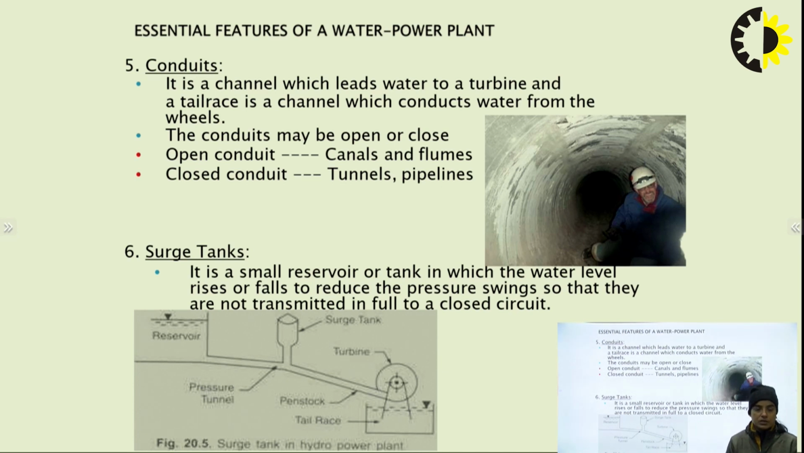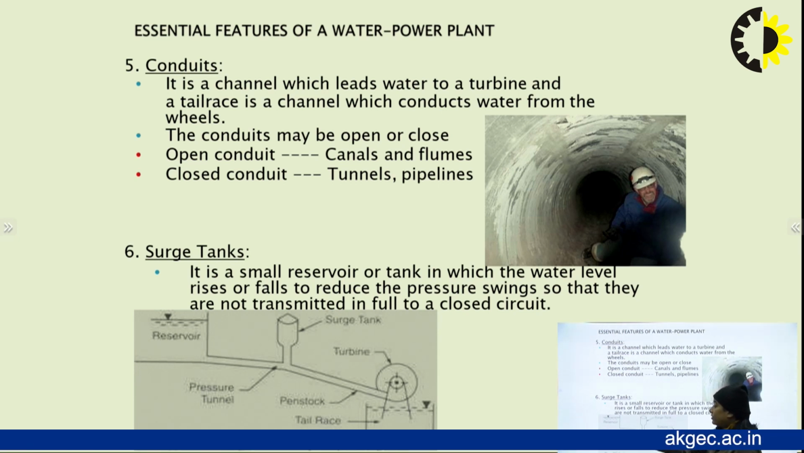So a surge tank is there in the penstock. Basically it is a small reservoir. The surge tank is an important part in the hydro plant. It is a small reservoir or tank in which the water level rises or falls and reduces the pressure swings, so that they are not transmitted in full to the closed circuit. Okay, so this surge tank is there to control the pressure in the penstock, you can say.